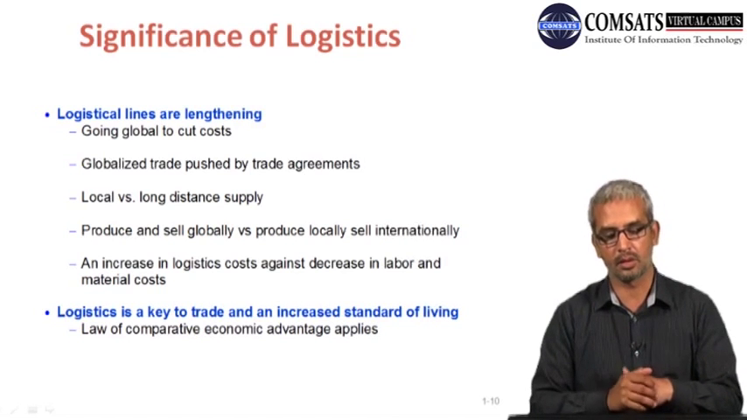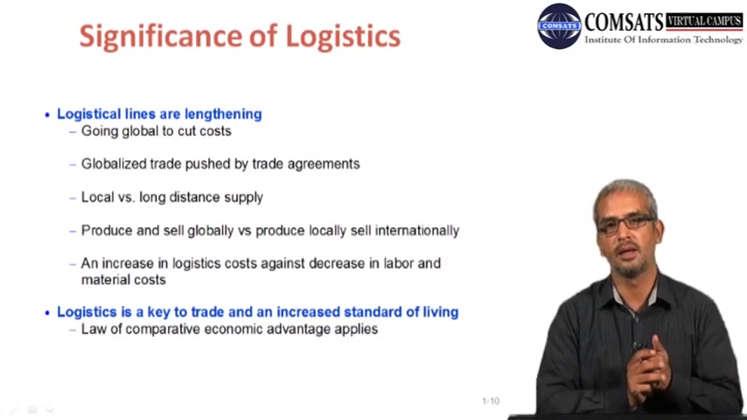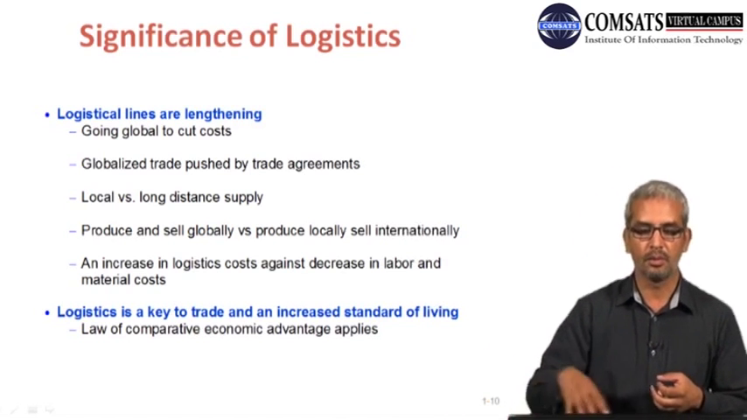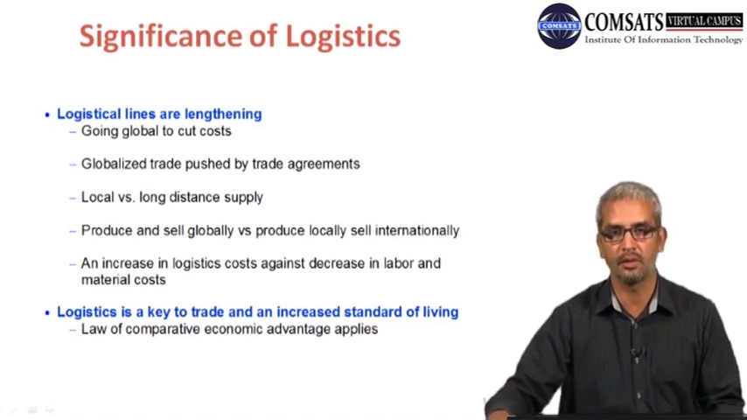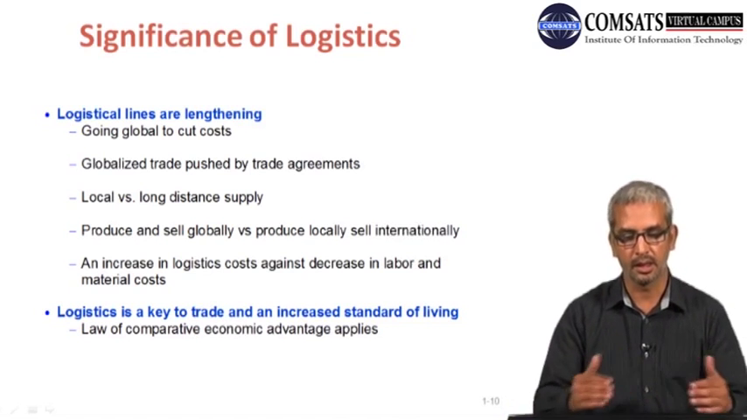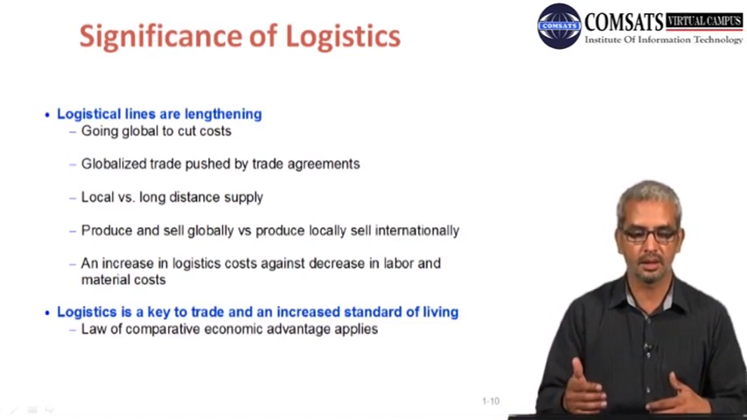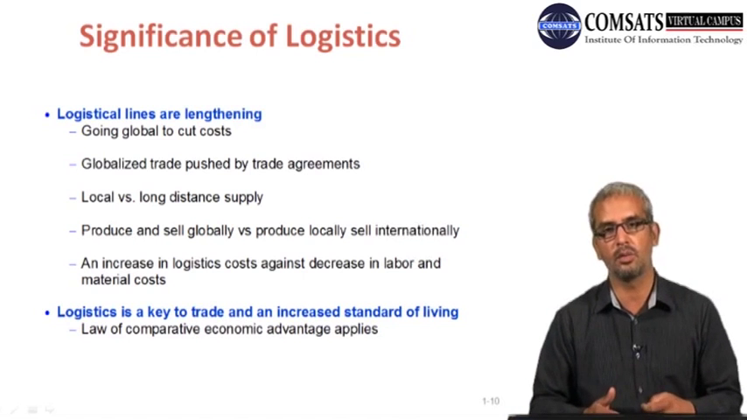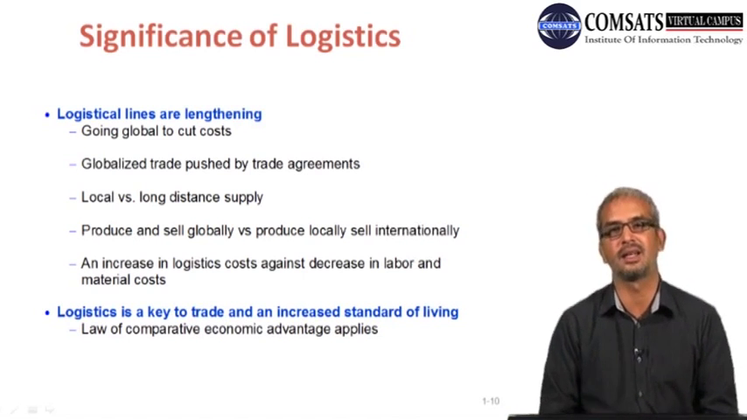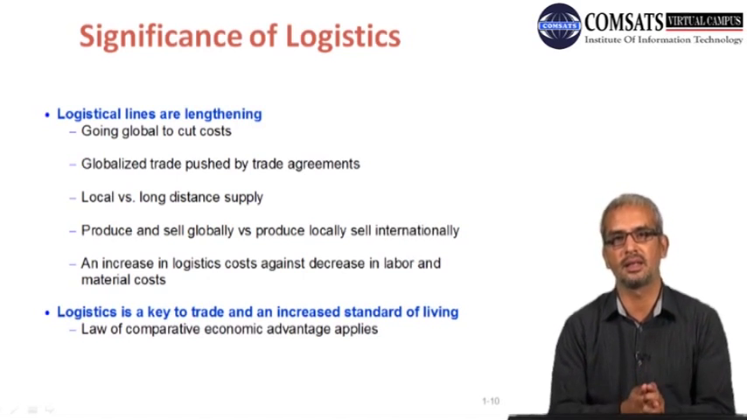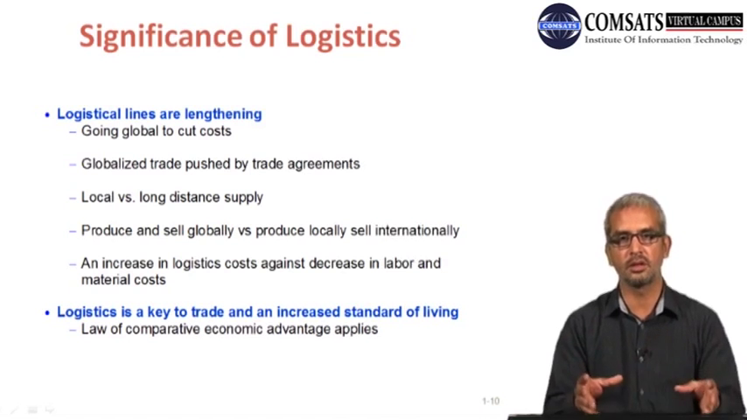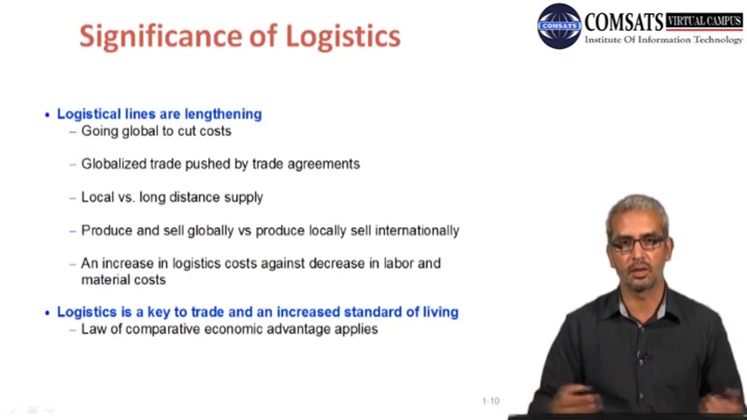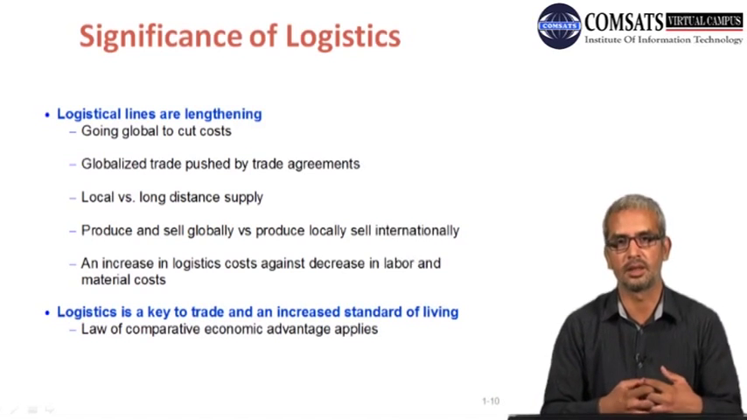Then there is the concept of local versus long distance supply, because in terms of supply, a firm might choose to bring in the raw material from far away external sources and produce locally. This point, local versus long distance supply, is directly associated with produce and sell globally versus produce locally and sell internationally. Because if you produce locally and sell internationally, you would be having a long distance supply. You are bringing in the raw material from different sources, you are producing it, and then you are exporting it across the globe, or whatever markets you are tapping into.